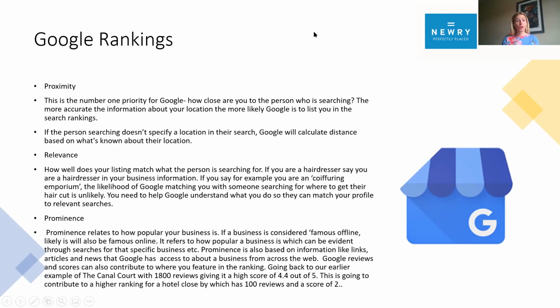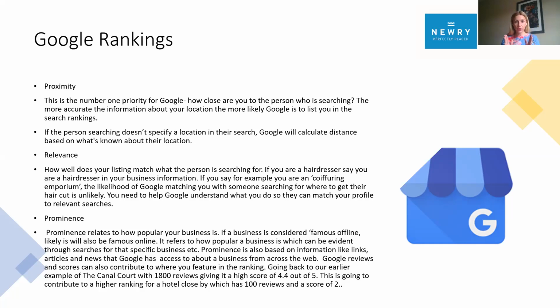So if the person searching doesn't specify a location, Google will calculate a distance based on what they know about their location. Sometimes people will have their location settings off and Google won't be able to tell that they're in Newry. But if they search for Cafe Newry, they'll make the assumption that they are in Newry.